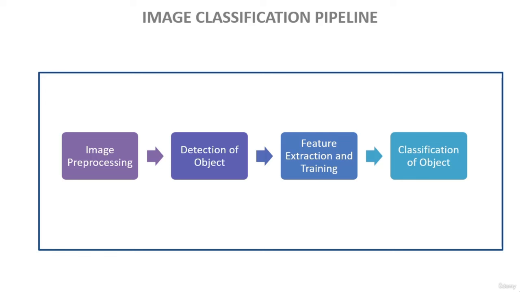The second task in the image classification pipeline is detection of object, wherein we localize the object through image segmentation so as to identify the position of the object of interest. Next, we have feature extraction and training. Herein, feature extraction refers to the deep learning methods which are used to identify the unique features within a specific class as well as the most interesting patterns of the image so that these features can help the model to differentiate between different classes. And training is the process where a model learns the features from its dataset.